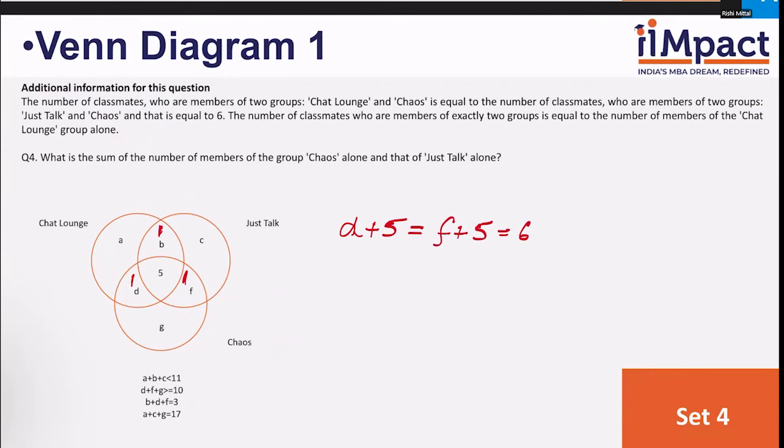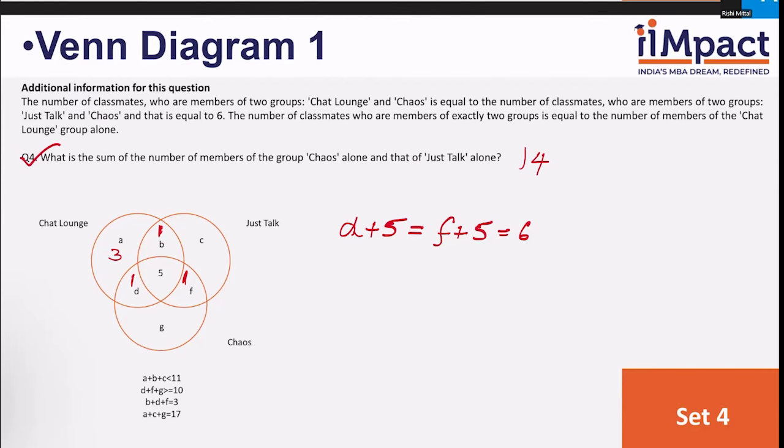All right. The number of classmates who are members of exactly two groups, which is 3, is equal to the number of members of Chat Lounge group alone. So this becomes 3. Correct? Very good. So what is the sum of the number of members of the group Chaos alone and Just Talk alone? If A is 3 and I know A plus C plus G is 17, this becomes 14 and this set is solved, right?